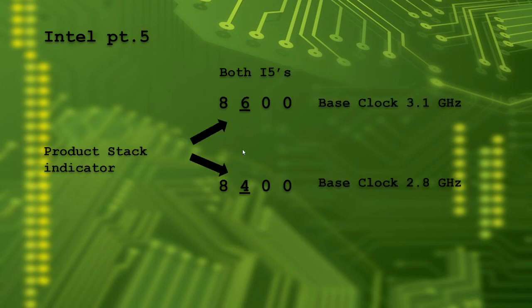Moving on, the product stack indicator. As you can see, both of these are i5s, but one of them is clocked higher than the other one. And it has the higher number. For the most part, this number just means better. That's about it.